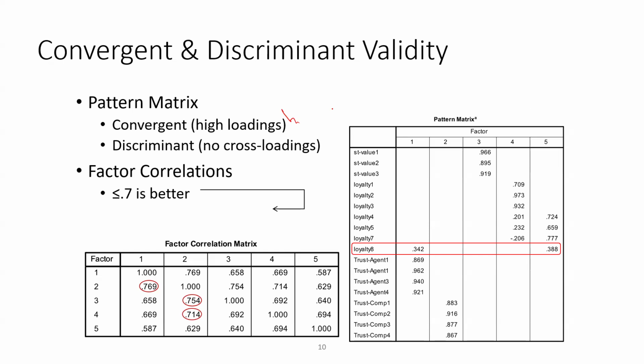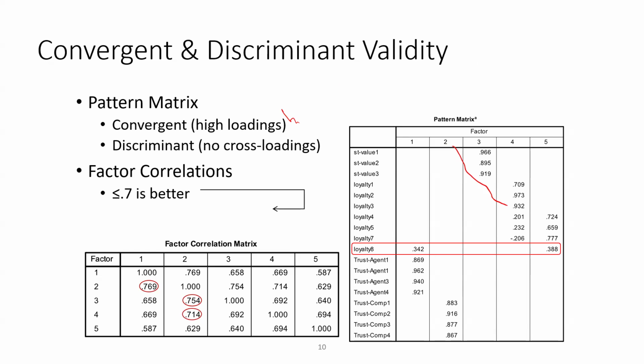So if you look at this, here is our pattern matrix. Regarding the pattern matrix, there are two rules. Rule number one: the loading must be greater than 0.5. Loading must be greater than 0.5. That is rule number one.